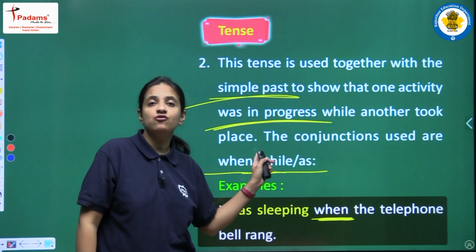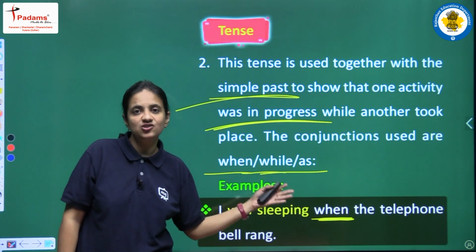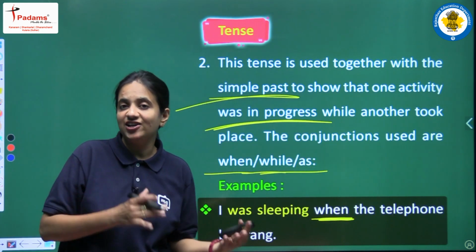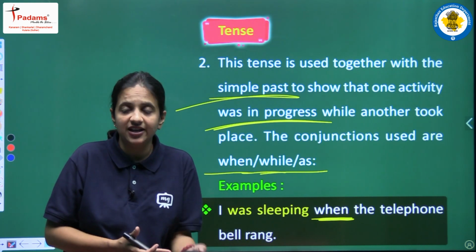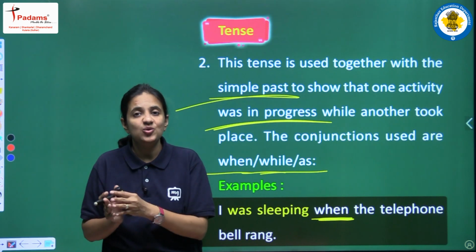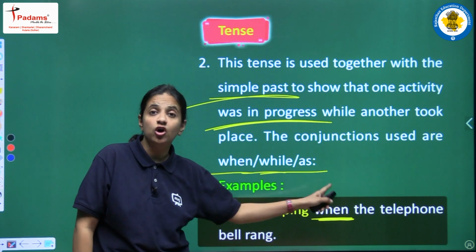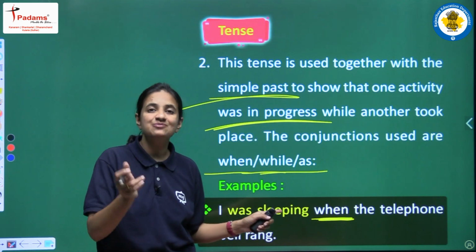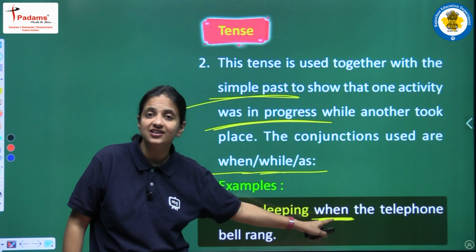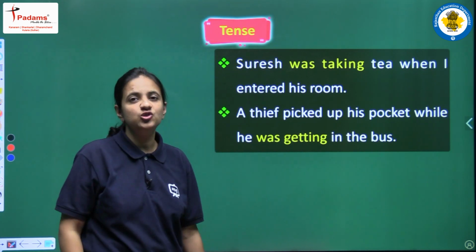So one activity that was in progress, that was continuously going on, we write using past continuous tense, and the second activity that just took place, that action we write using past simple tense. Okay, so this use is very important. बहुत सारे सेंटेंस आपके इस तरह से आते हैं एग्जाम में, where you have to use two different tenses in one sentence, but we have two clauses here. We have one sentence, but in that sentence we have two different clauses and one conjunction here. Okay, so this is the structure of the sentence. Let's see more examples to clear this thing.